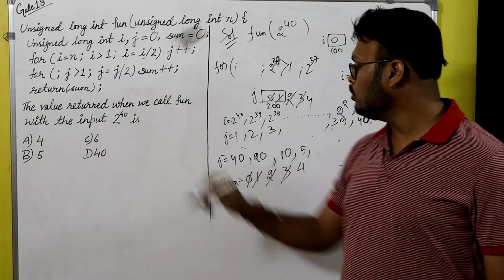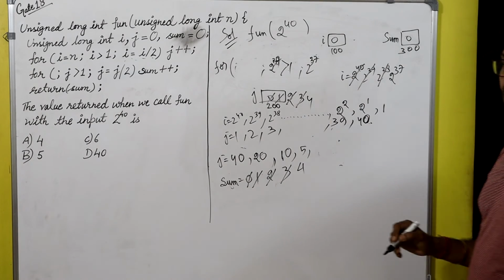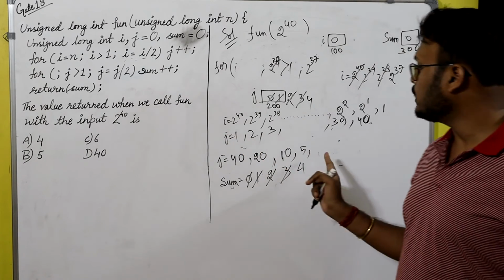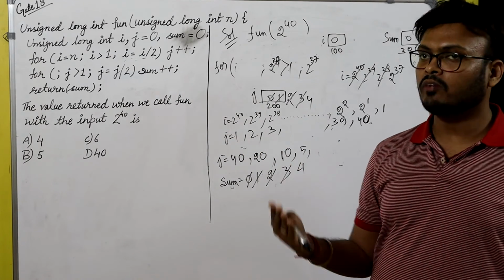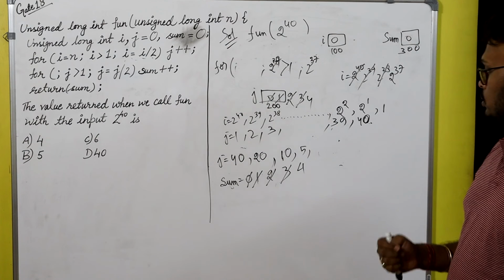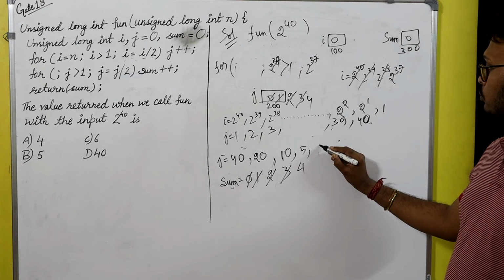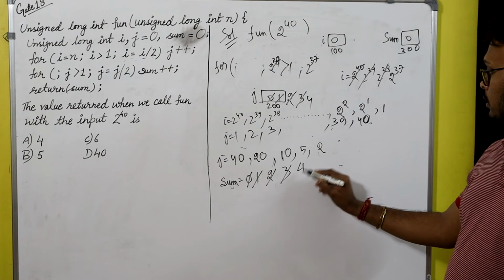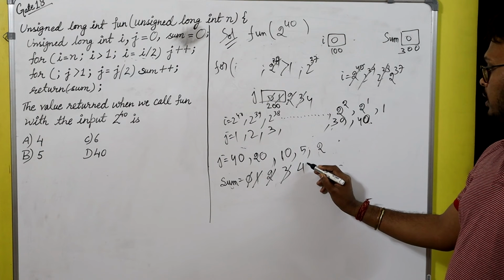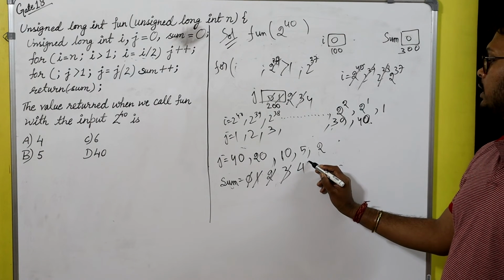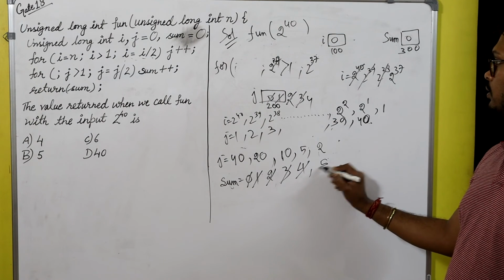Now again 5 by 2. 5 by 2 means 2.5. But since it is an integer, we will take 2. We will not take the fraction part. So 5 by 2 is 2. So when j value is 2, then sum will be incremented by 1. Initially it was 4, now it will become 5.